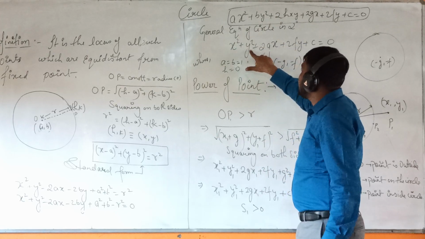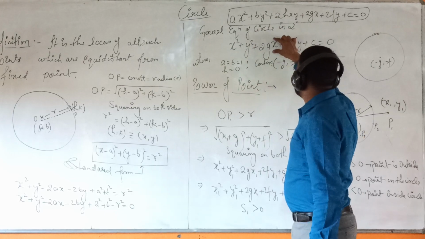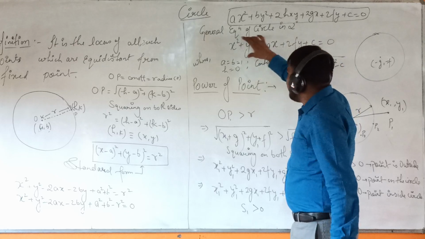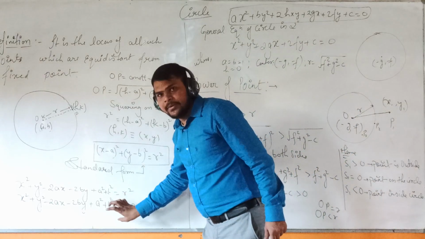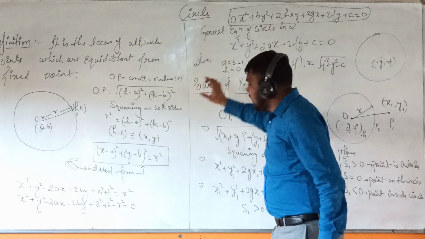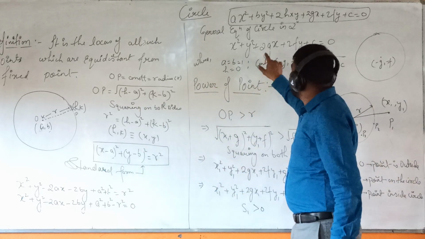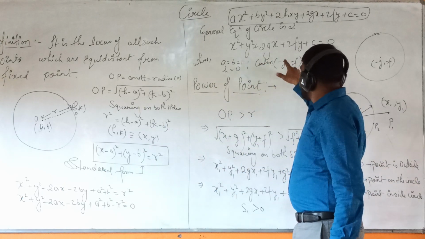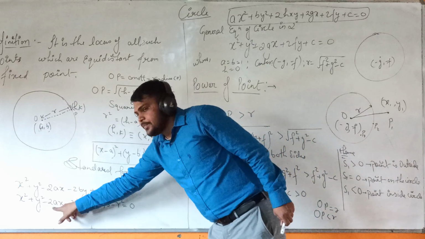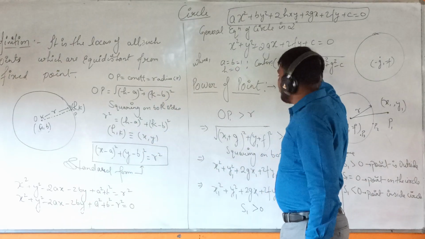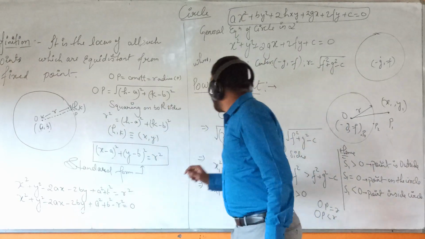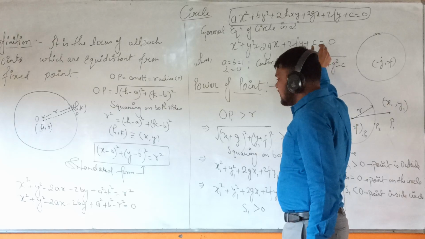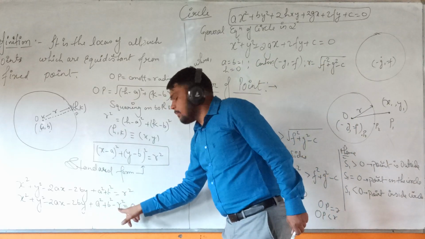Similarly, putting this here, what can you get? x square plus y square plus 2gx plus 2fy plus c. Now this equation is exactly fitting with the other one, right? So by comparing this equation and that equation, what can you get here? The g value is minus a, the f value is minus b, and c is nothing but a square plus b square minus r square.